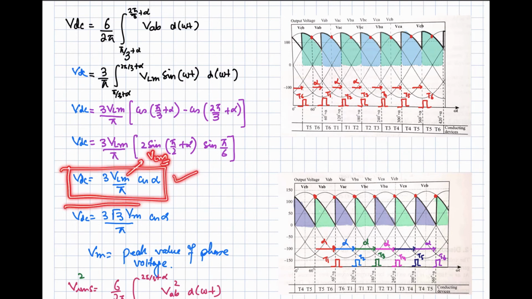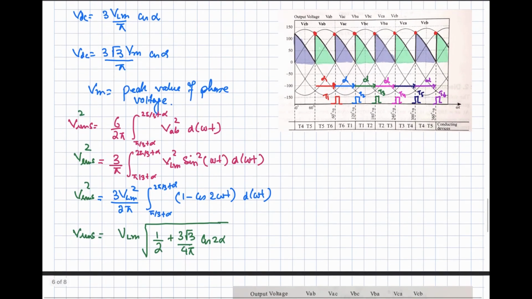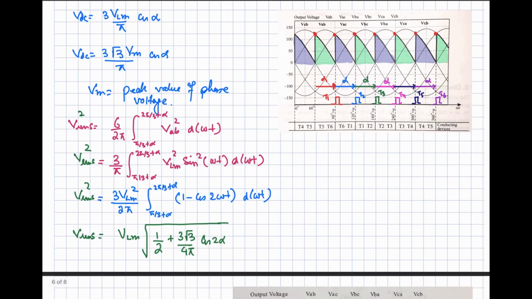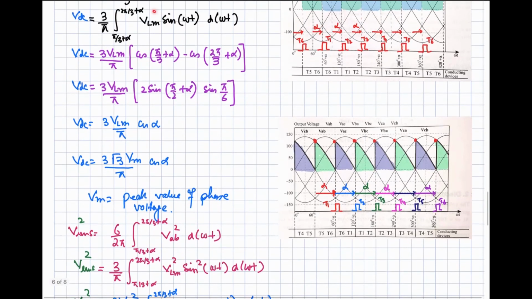However, if you write it in terms of the peak value of the phase voltage, this VLM is equal to root 3 times the peak value of the phase voltage. So you will get this expression. Okay, here you can see the RMS value as well. How to get the RMS value? RMS square will be equal to this expression, but you will have to take the square root of that, right?